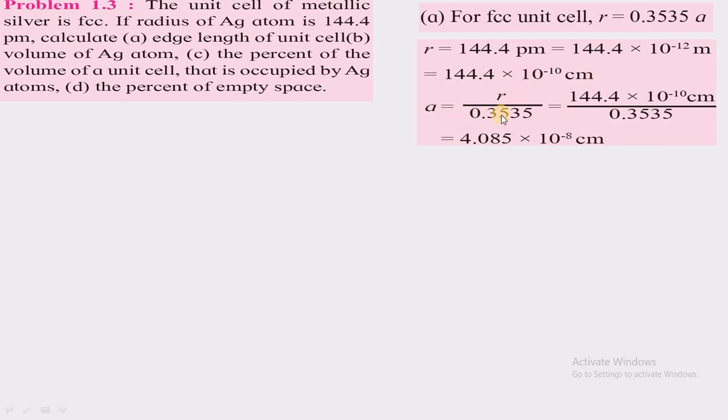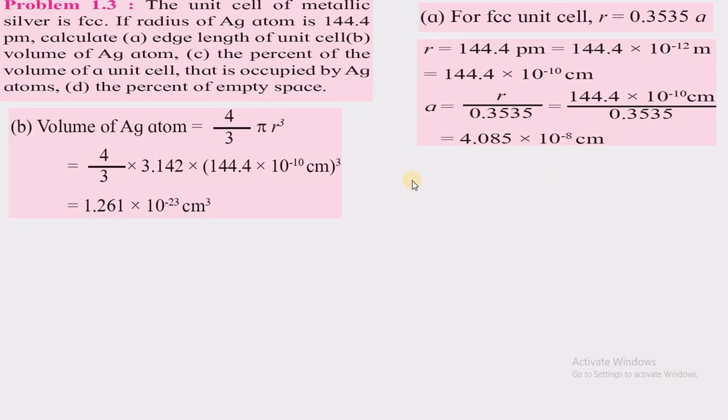A is equal to R upon 0.3535, that is 144.4 into 10 raised to minus 10 centimeter divided by 0.3535. You will get 4.085 into 10 raised to minus 8 centimeter. You can use the log table for this calculation. In the previous problem, I explained how to see the log and anti-logs, and how to add and subtract logs. You have to use the log table for the calculation, because a calculator is not allowed in the examination.